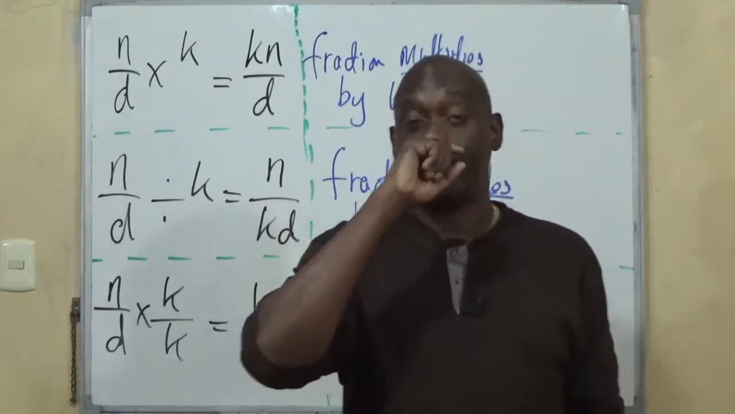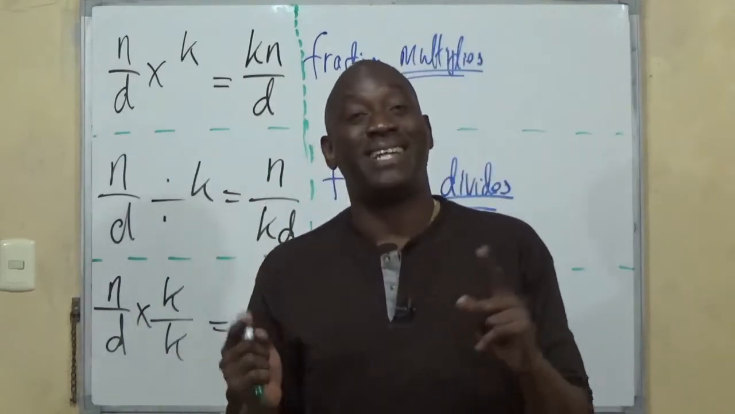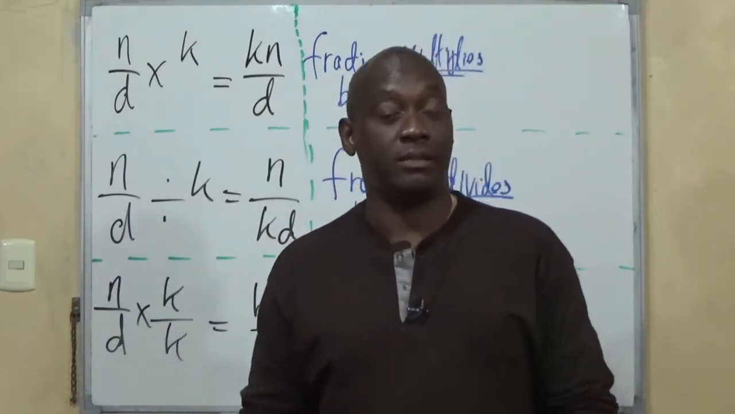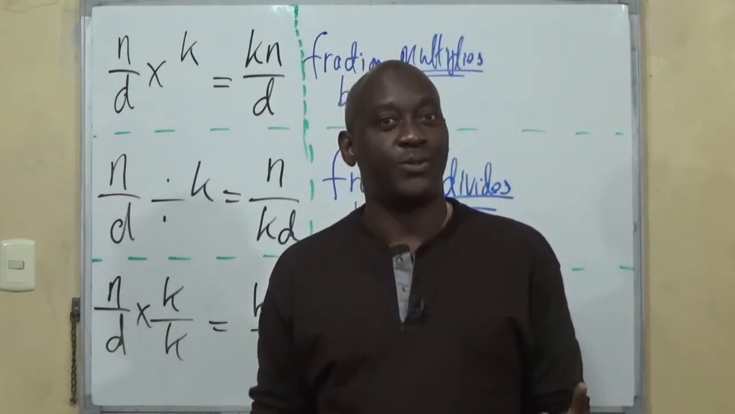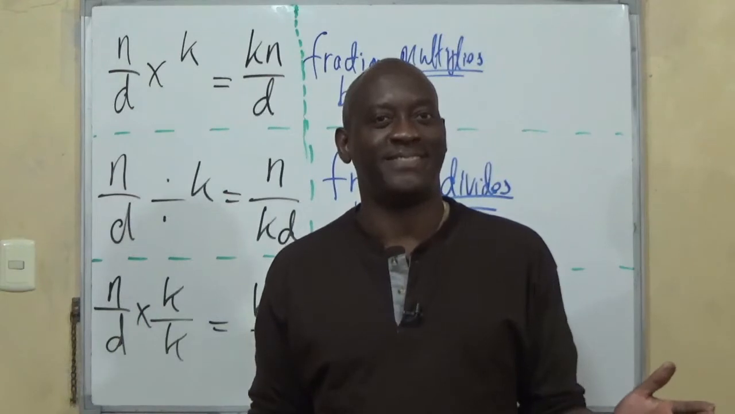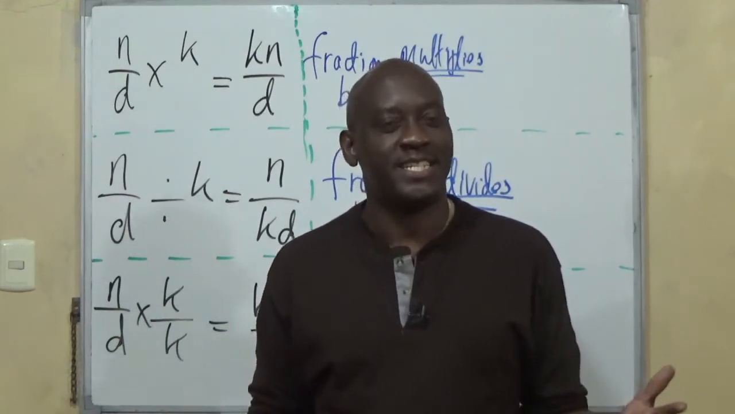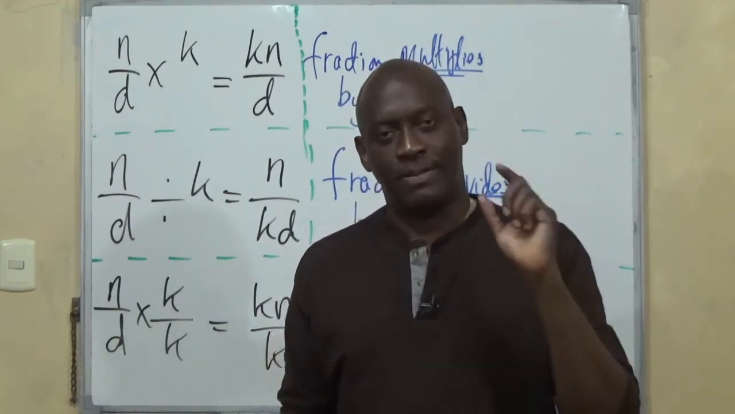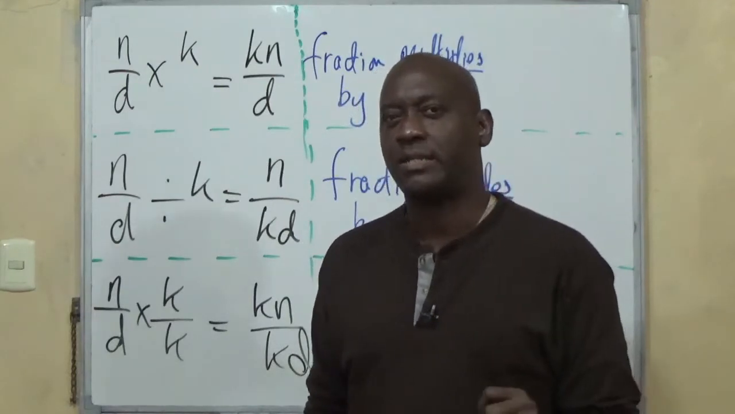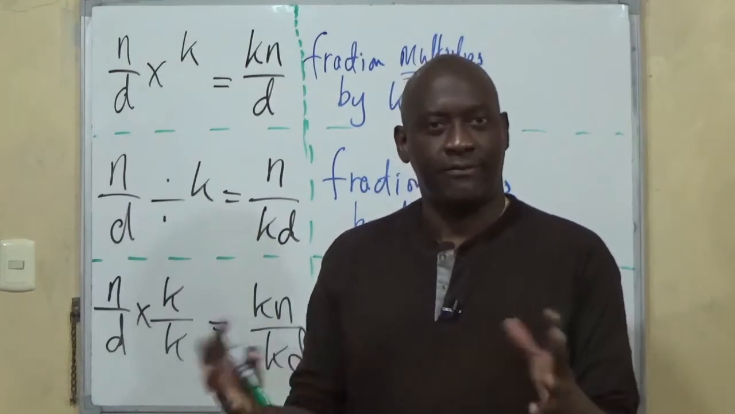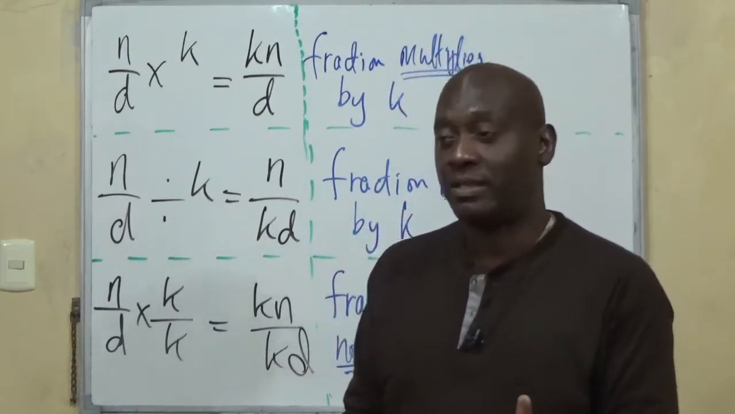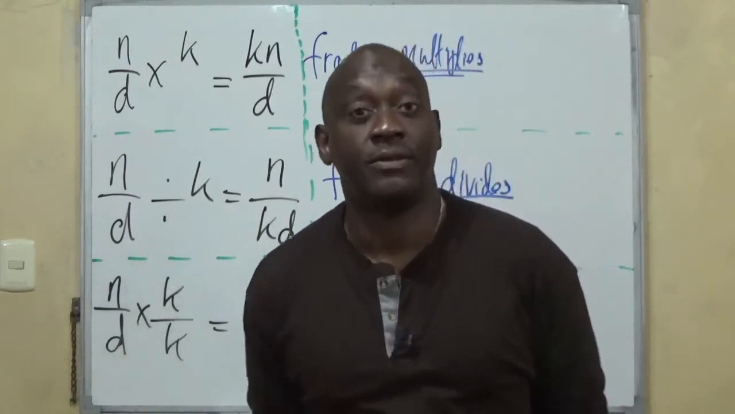And if you multiply the numerator and the denominator by the same k, what you are in fact doing is nothing. You're not changing the value of the fraction. You might change the appearance of the fraction, but the value doesn't change. So in other words, the form might be altered, but the substance remains the same.